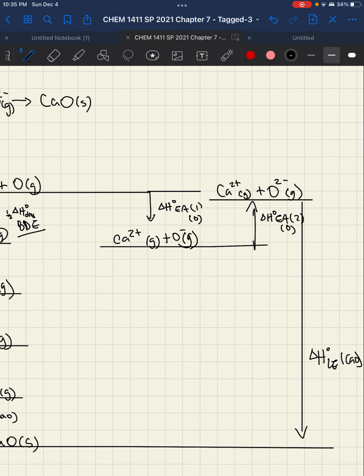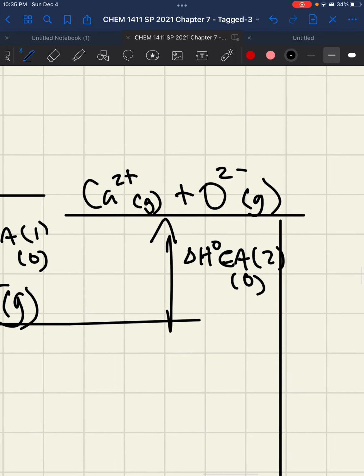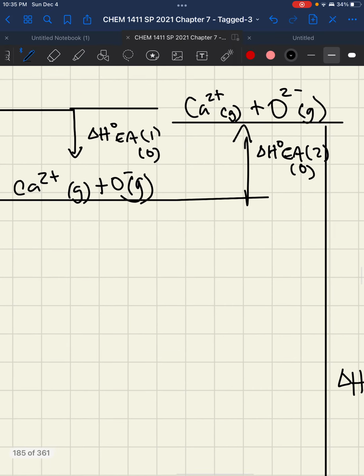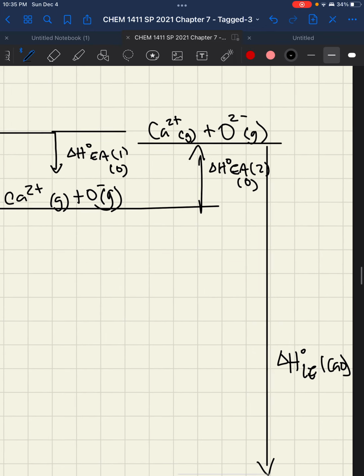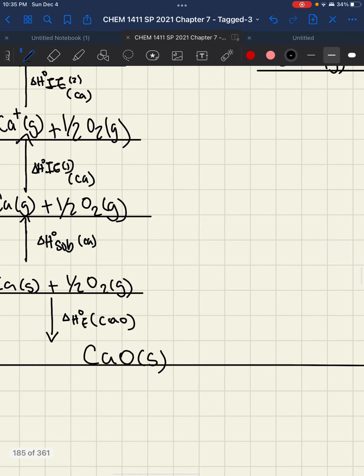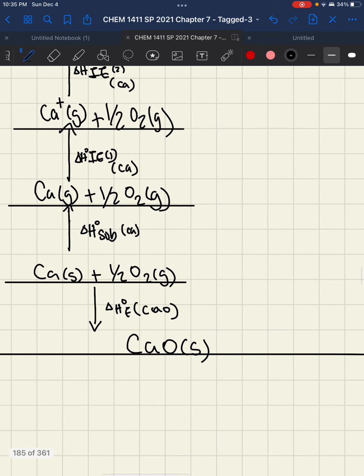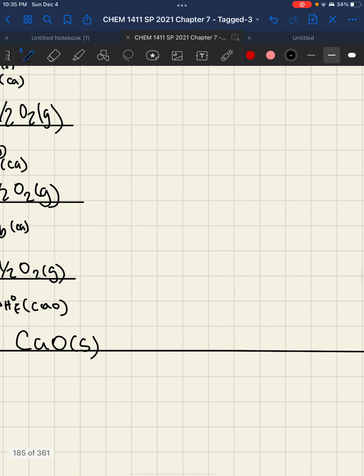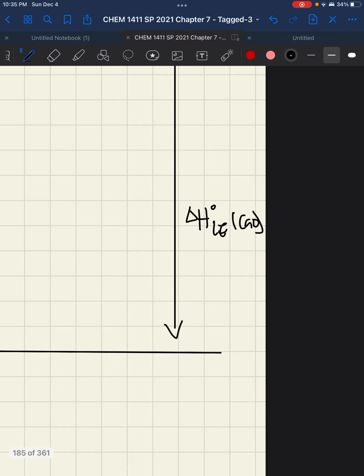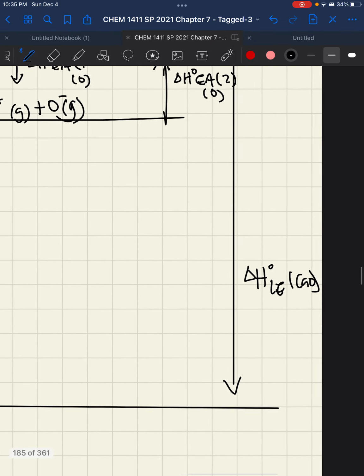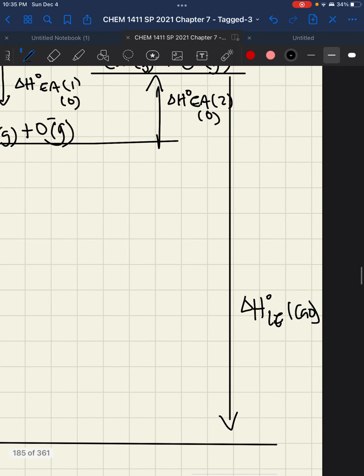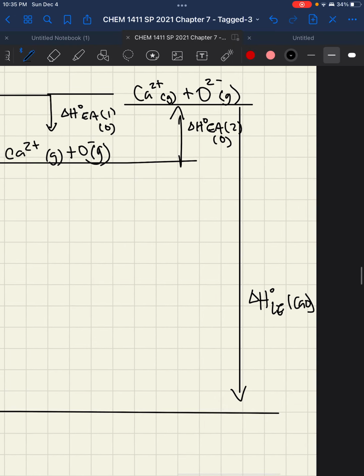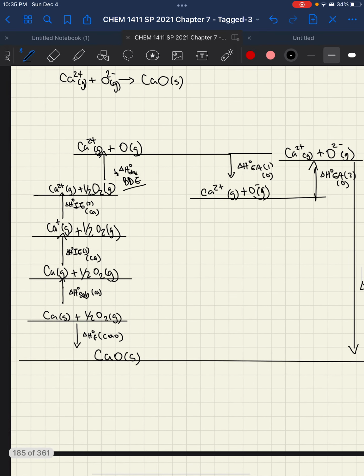So the metal, which will be calcium, and the non-metal oxygen are finally going to be combined, both in gaseous form with their charges, in order to get the solid, calcium oxide. So that's going to release energy. It is exothermic, it's going down, that's why the arrow is going down. And I think that's pretty much it for the diagram.